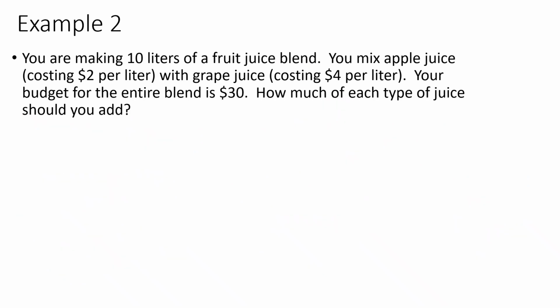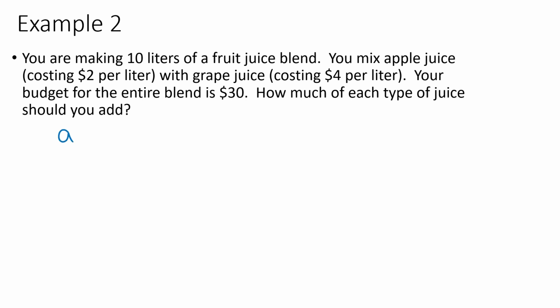All right. Next one, you are making 10 liters of a fruit juice blend. You mix apple juice costing $2 per liter, with grape juice costing $4 per liter, and your budget for the entire blend is $30. How much of each type of juice should you add? So again, we've got a cost piece of this going on here.